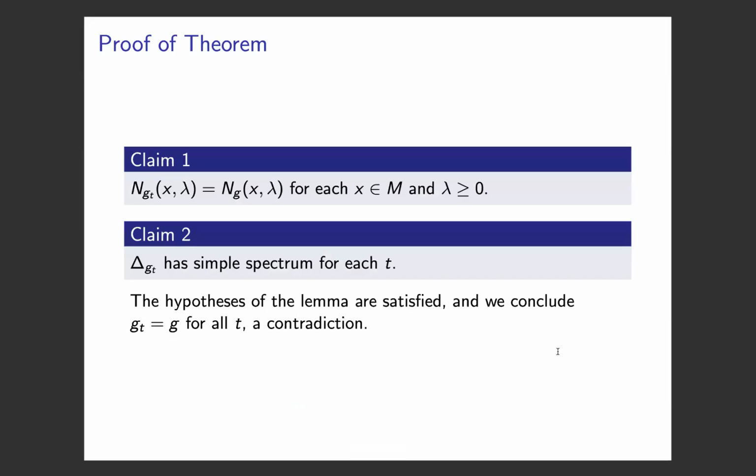So we have two claims, and after these two claims, we'll have a proof by contradiction. First, we claim that the local counting functions are identical at each point on the manifold and at each threshold lambda. The second claim is that the Laplace-Beltrami spectrum associated with g t has simple spectrum for each t. Once we have that, the hypotheses of the lemma are satisfied, and we conclude that g t has to be identically equal to g as a metric tensor, and that's our contradiction.